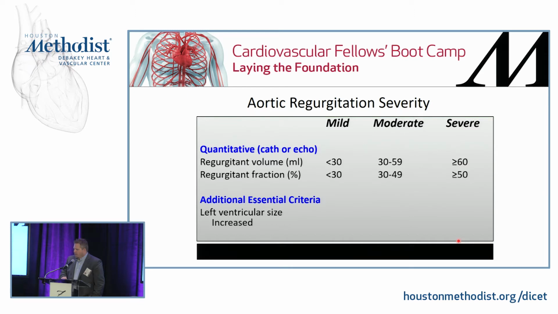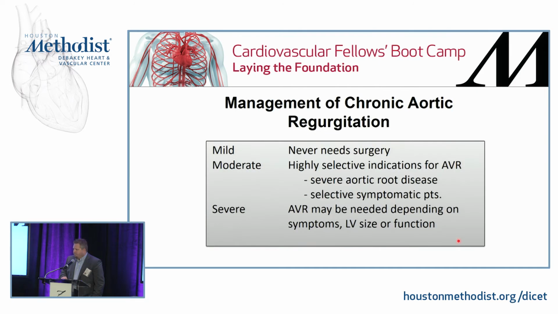So how do we grade that? Again, we can calculate regurgitant volumes either in the cath lab or using echo. Greater than 60 mLs is typically considered severe. Regurgitant fraction greater than 50% is considered severe. How do we manage it? Mild, almost never needs surgery.